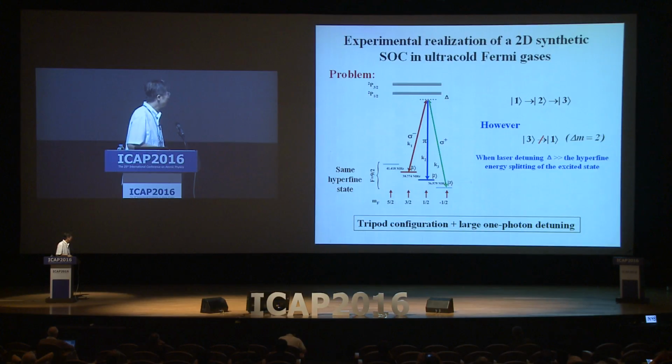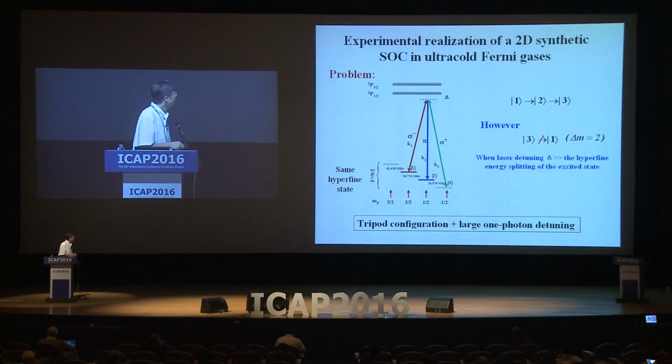In our experiment, we employ the tripod configuration and a large one-photon detuning. How to generate this tripod configuration? We first consider choosing the three ground Zeeman states in the same hyperfine state. Here we encounter a problem. Between ground states 3 and 1, there is no Raman coupling.